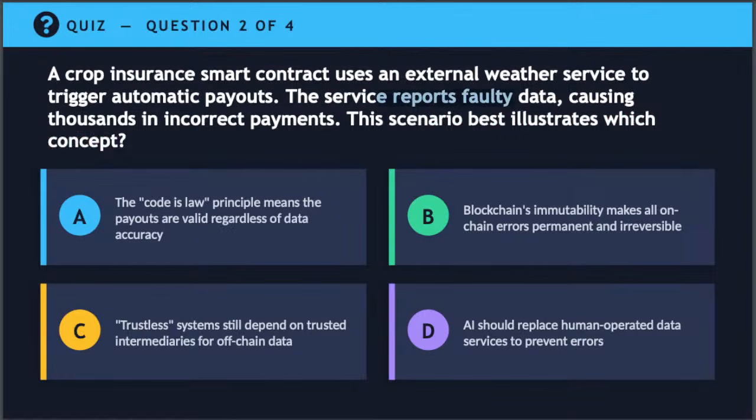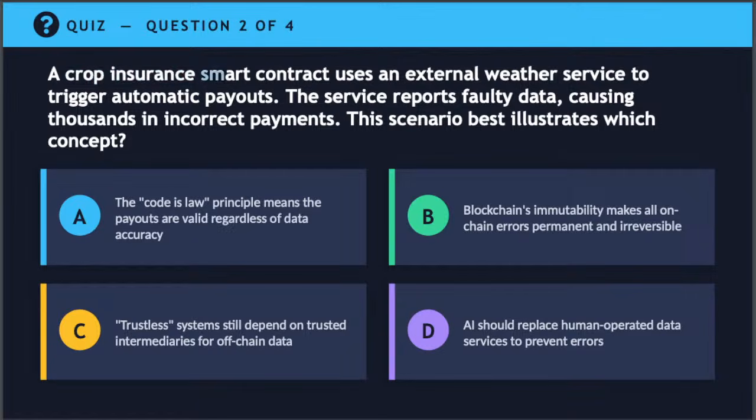Is it because the code is law means the payouts are valid? Is it that the blockchain's immutability makes all on-chain errors permanent and irreversible? Is it that the trustless systems still depend on trusted intermediaries for off-chain data? Or that AI should replace human-operated data services to prevent errors? Any stabs for question 2?